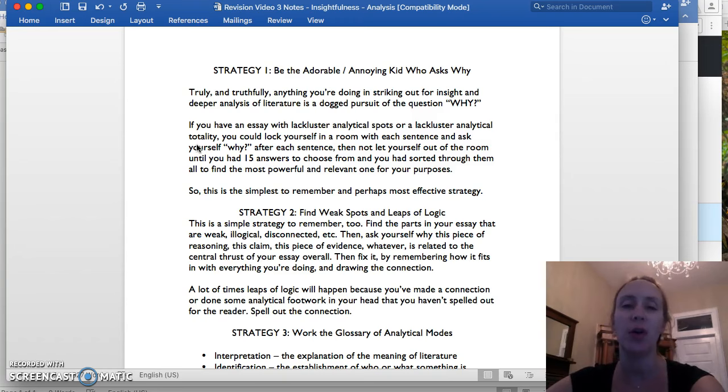You could finish out the why in lots of different ways, or just be that stereotypical little kid who just says why, and then come up with answers. Coming up with 15 is definitely hyperbolic of me to suggest. Not 15, but like one or two, and ones that are good that you can include in there. This is simple to remember and definitely a very effective strategy.